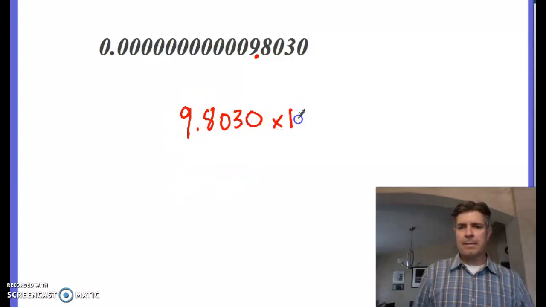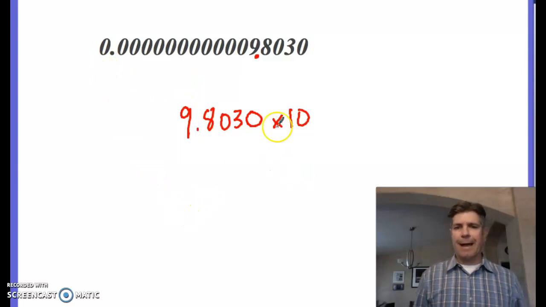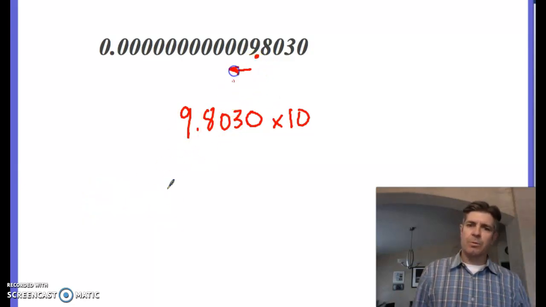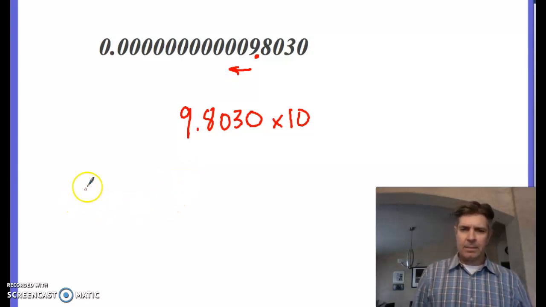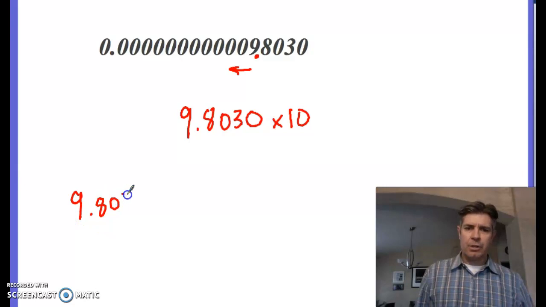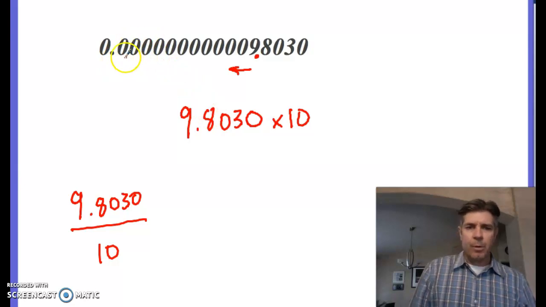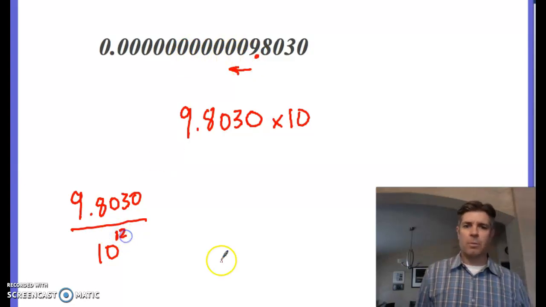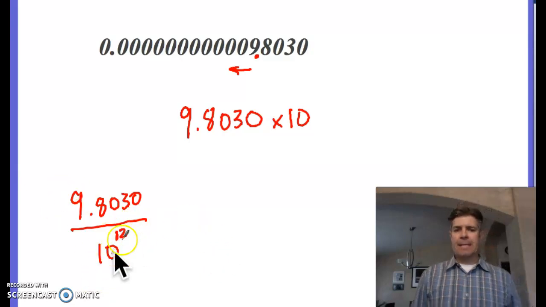So I multiply this by 10 to some exponent, okay? But now, if you think about this, what we want to do to move the decimal from between the 9 and the 8 in this direction is divide by 10, really. We'll write it like this, but every time you divide by 10, the decimal is going to move to the left. So what we're actually doing is 9.8030 divided by 10, how many times? And we count how many times we have to move it. 1, 2, 3, 4, 5, 6, 7, 8, 9, 10, 11, 12. So we are dividing by 10 12 times is a way to think about it. Okay, 10 to the 12th power.